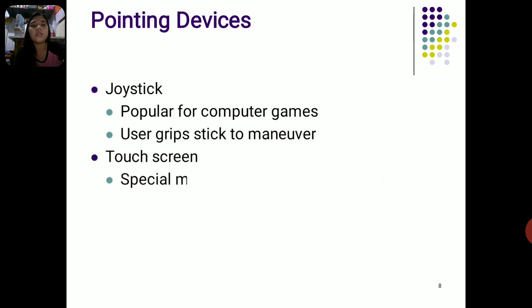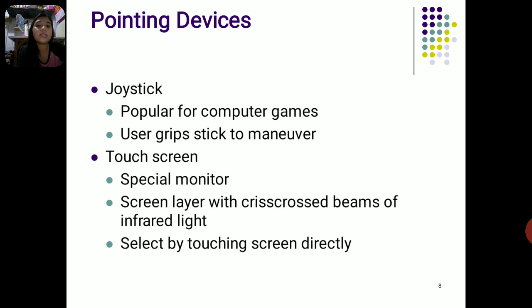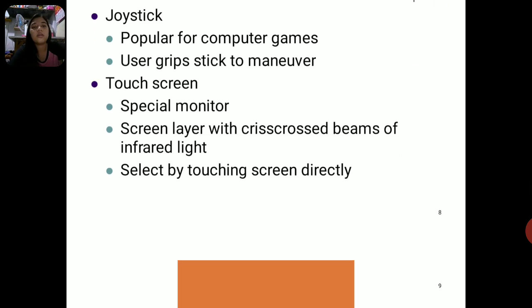So, touchscreen. We also have pointing devices like the touchscreen. It uses a special monitor, a screen layer with crisscross beams of infrared light. So, you select by touching the screen directly. So, touchscreen is the most commonly used nowadays because our technology has been enhanced, and most of the devices we use today are touchscreen.